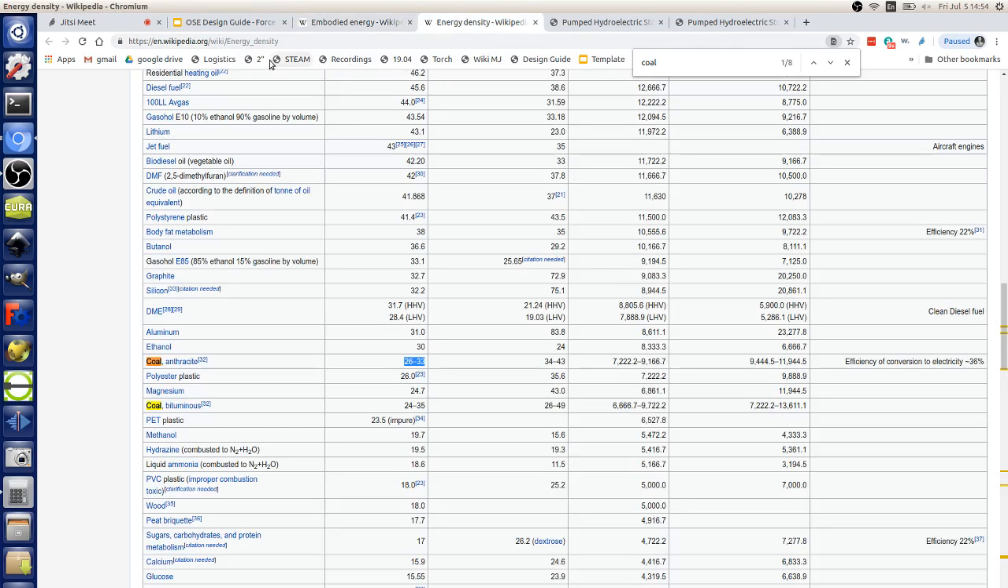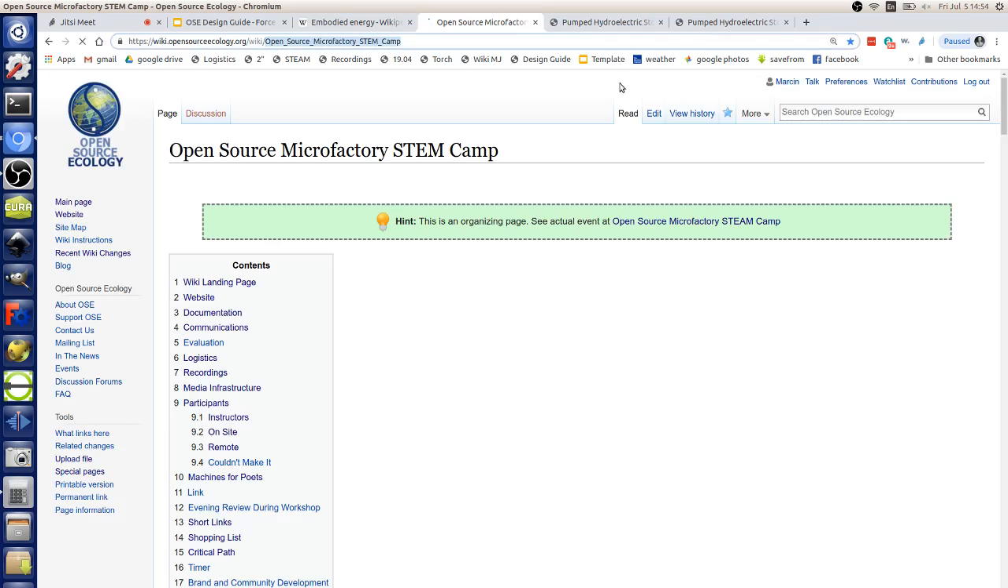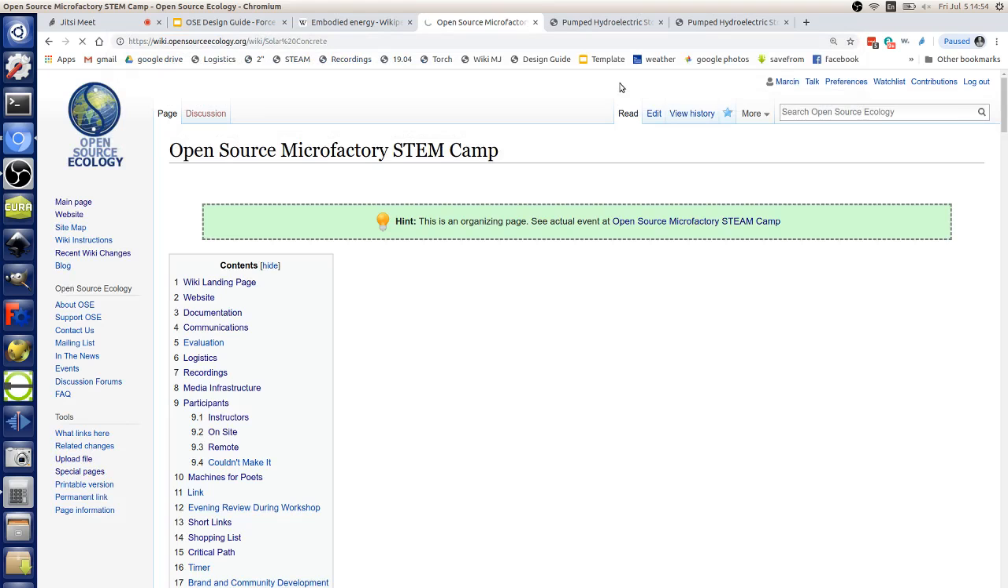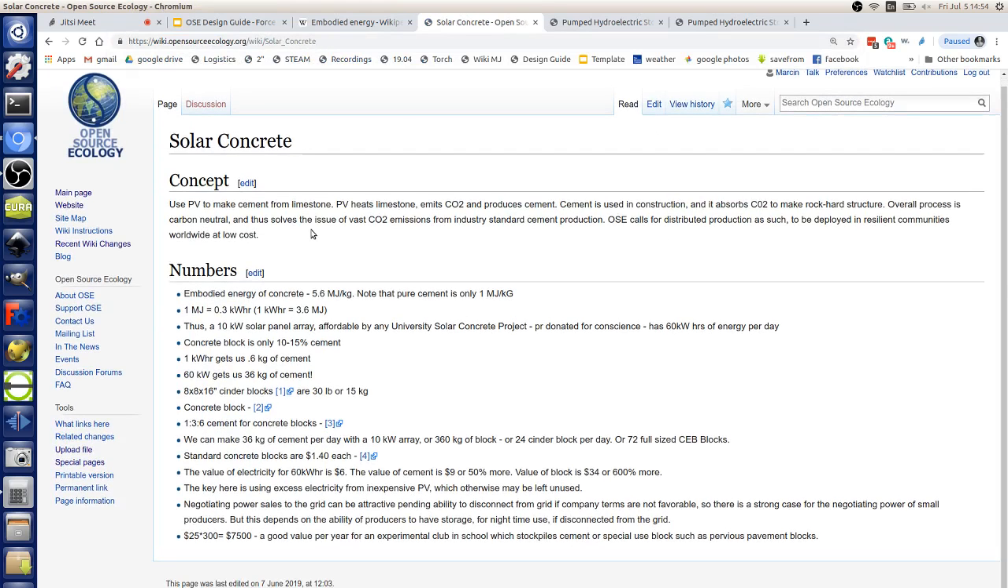So let's look at solar concrete on a wiki, because I took a look at that. How much PV would we need to do that? There's some numbers there on solar concrete. Use PV to make cement from limestone. We've got limestone under this land. PV heats limestone, so you're using just thermal. You can do either solar concentrator, which is hard to control, or you can generate PV, which is easy to control using wires and heater elements like nichrome. So what are the numbers? What's the bottom line?